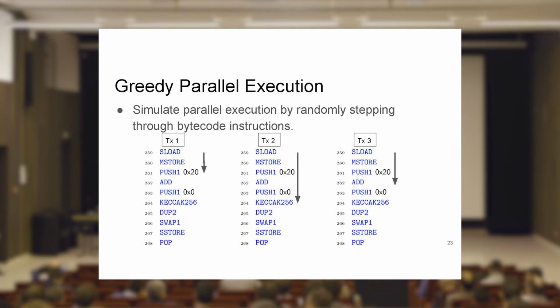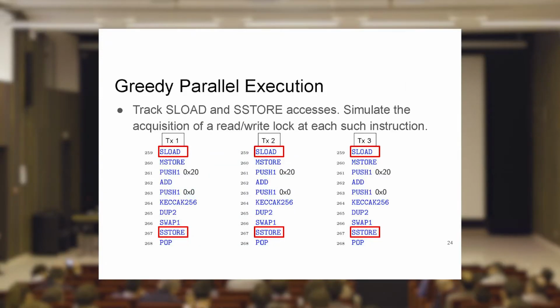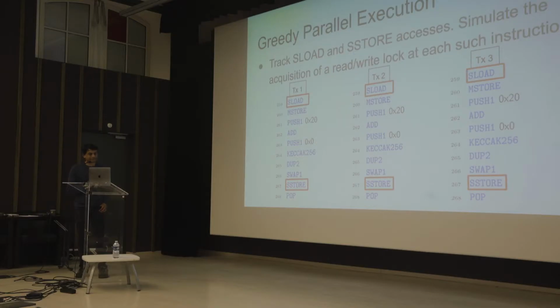So given a set of transactions within a block and the sequence of bytecode instructions, the traces that we get from the tracer, we basically just randomly step through each sequence of bytecode instructions associated with each transaction. And as we do that, we keep track of load and store operations. I should have mentioned this before, but the load and store conflicts are by far the most common kind of conflict. The other ones are basically hypothetical scenarios that in practice happen very infrequently, so we just focus on the load and store operations.